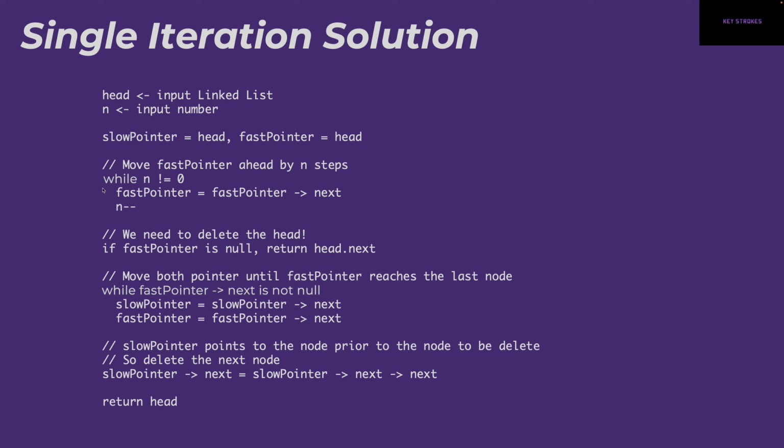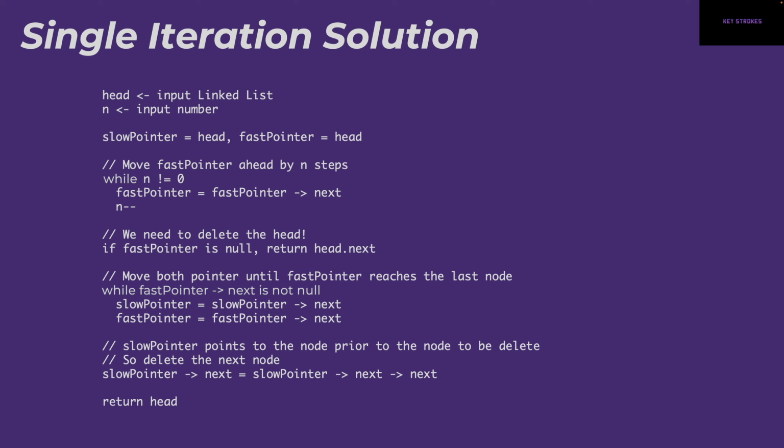And we do that by running a loop where we keep decrementing n and we run the loop until n is 0. And we keep incrementing our fast pointer, that is moving forward in the linked list one node at a time. Now we have a base case here. If the fast pointer is null, that is, we have reached beyond the end of the linked list, then that means we need to delete the head. And so we just return head.next, as head.next becomes the new head of the linked list.